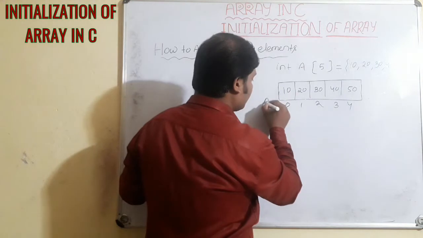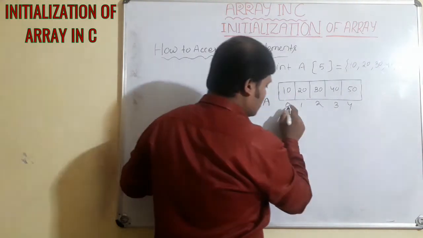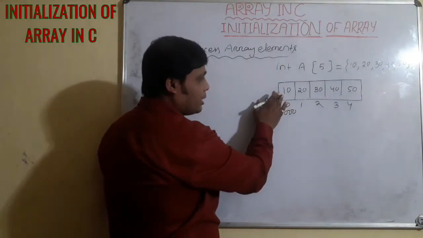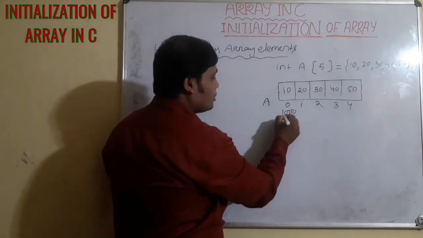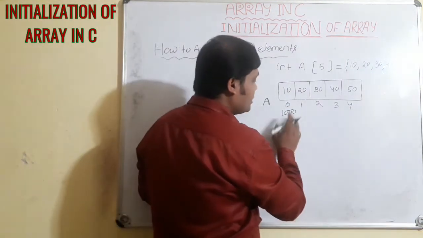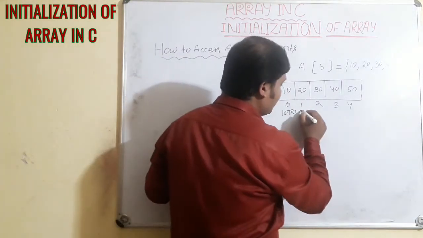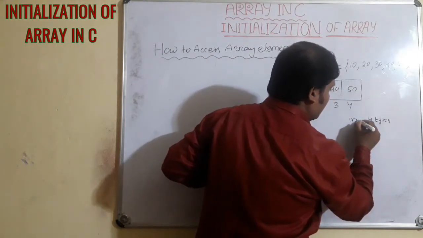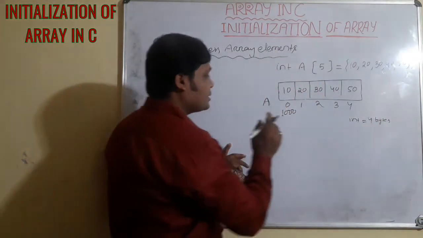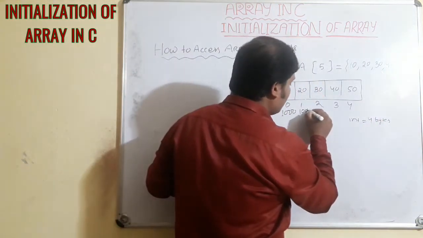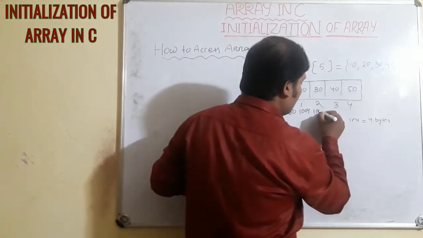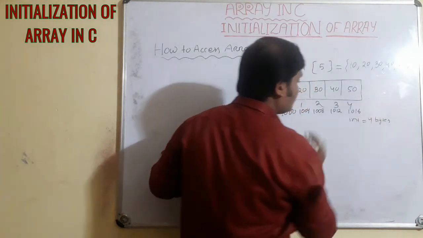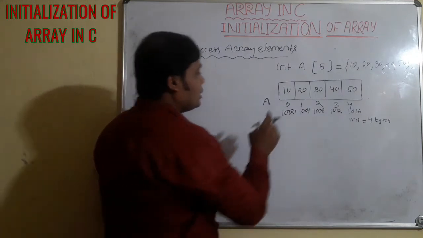Suppose this name is A. Suppose the starting address is 1000. It will be a hexadecimal address, but suppose I am taking the address as an integer value. I am taking the address as 1000. If integer size is 4 bytes here, for integer, suppose I am taking 4 bytes. So the next address will be 1004. Here it will be 1008. Here it will be 1012 and it will be 1016. Clear?